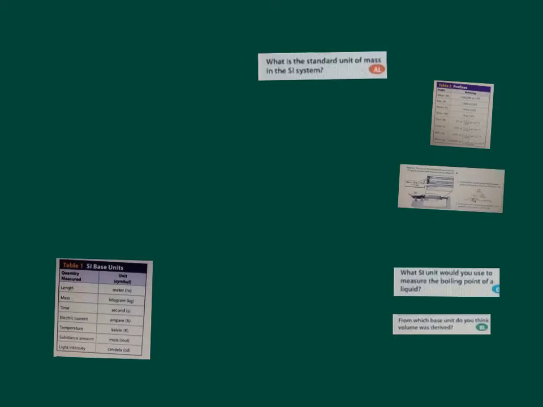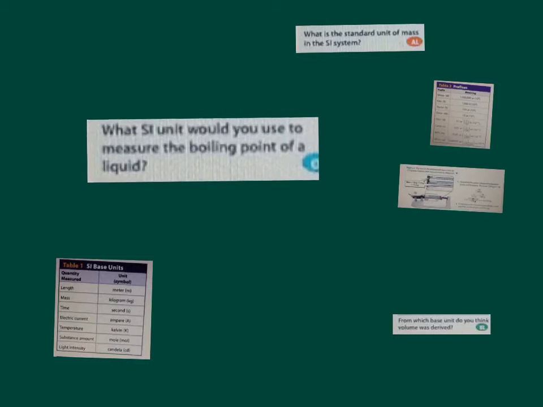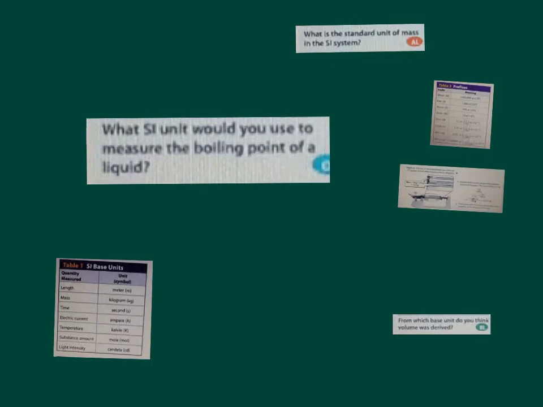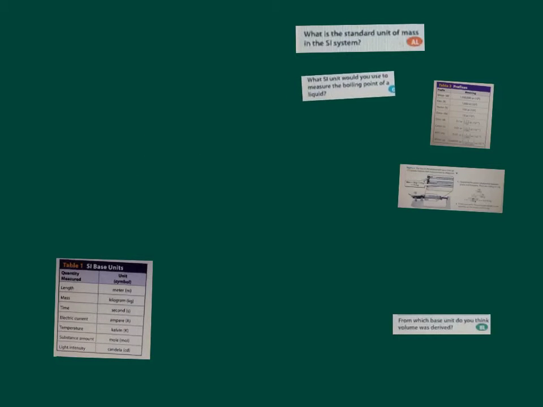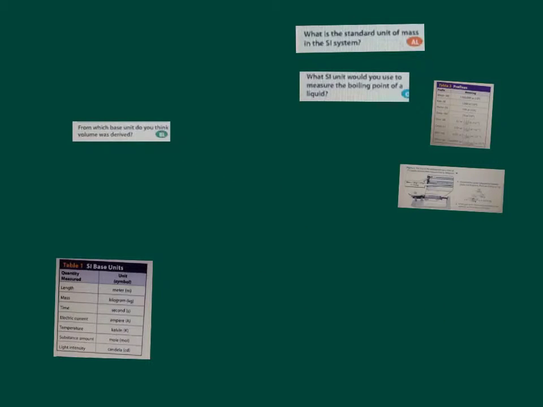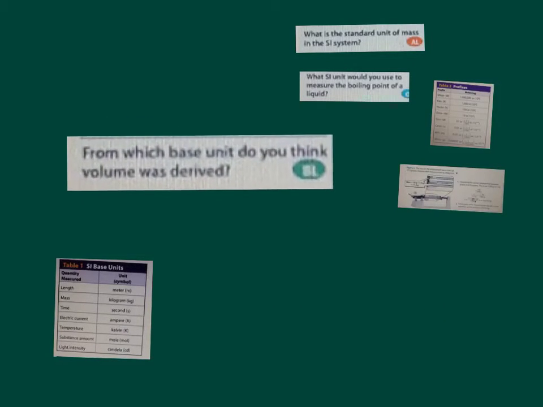The next question, what SI unit would you use to measure the boiling point of a liquid? Okay, make sure you're writing that and answering that question in the science journal. You can use that question, and you can use table 1 that I had up a while ago to answer that question.